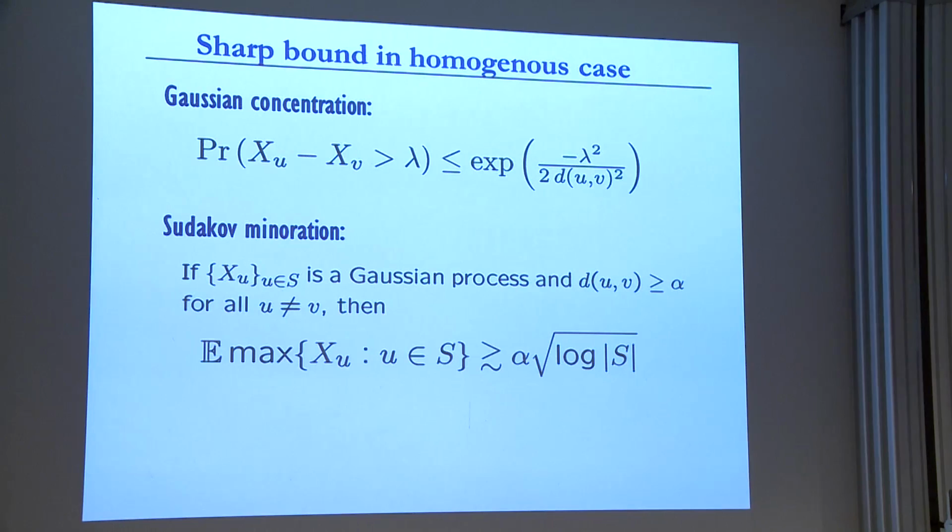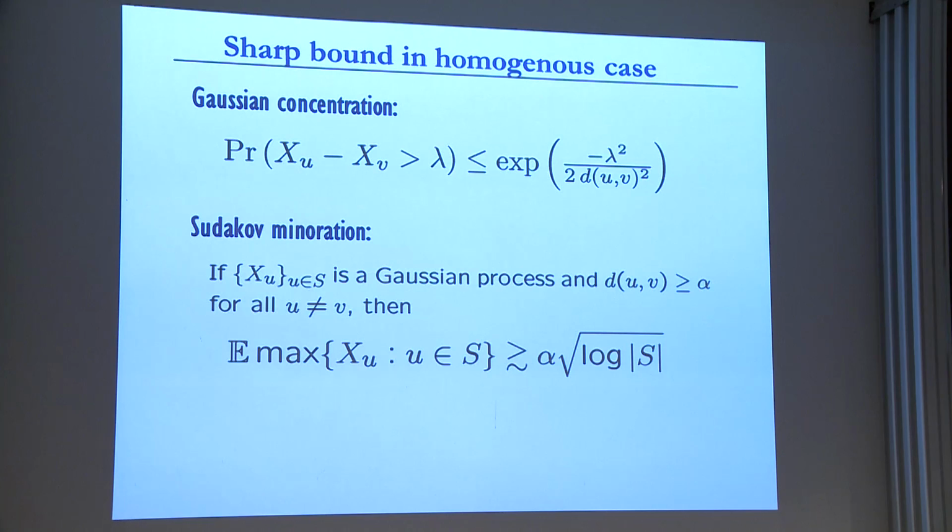In retrospect, there are many analogies between Gaussian processes and random walks that were not really realized before. For instance, there is a classical inequality in Gaussian processes called Sudakov minoration that says if you have a Gaussian process and some separated points, then you can lower bound the maximum. It turns out this is very close to the Matthews lower bound.